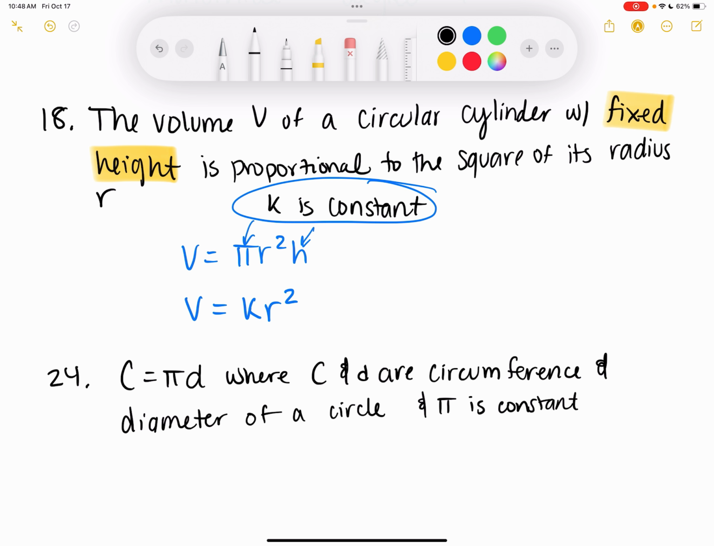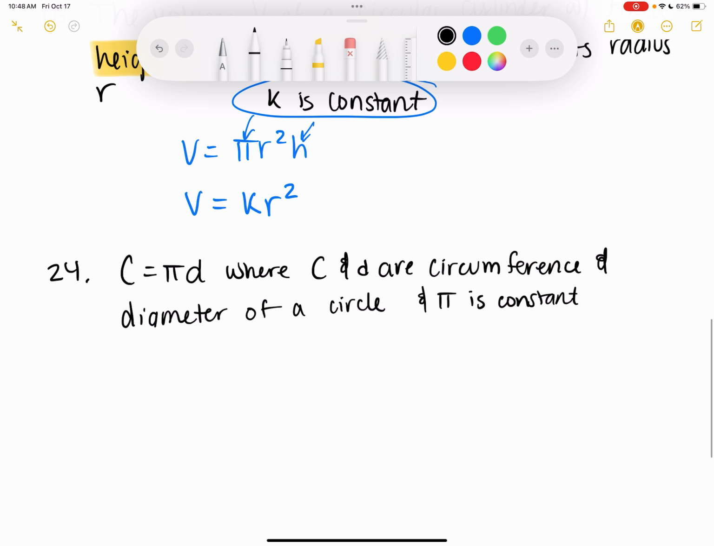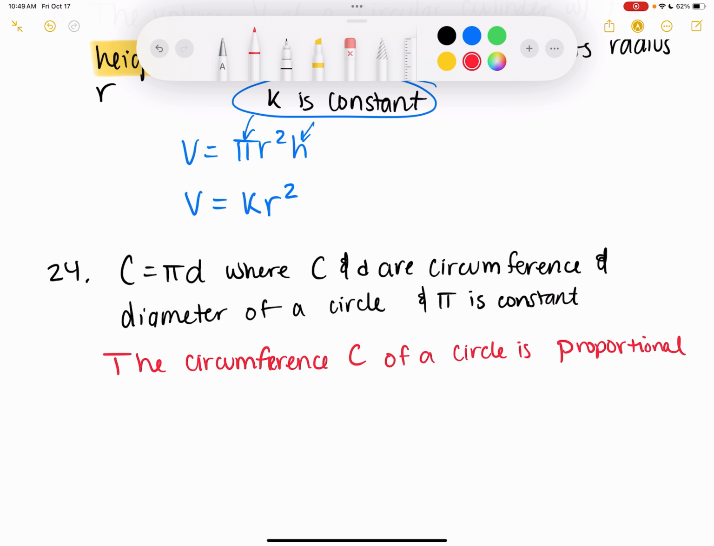So because of how this is set up, C equals pi d, I would say the circumference C of a circle is proportional to its diameter d with constant of variation pi. And I just abbreviate it COV.